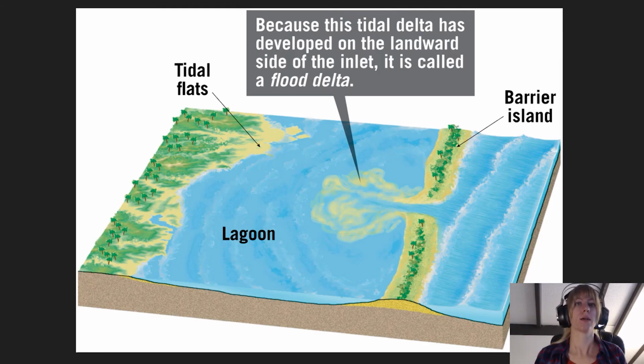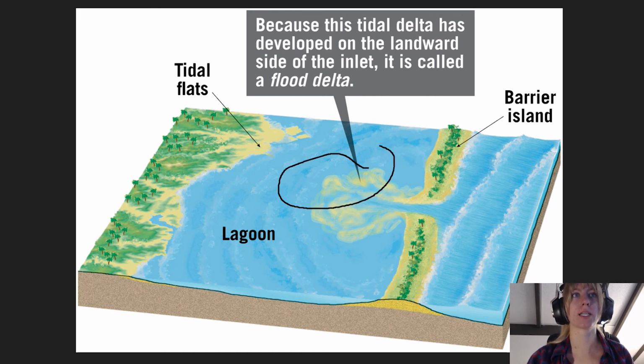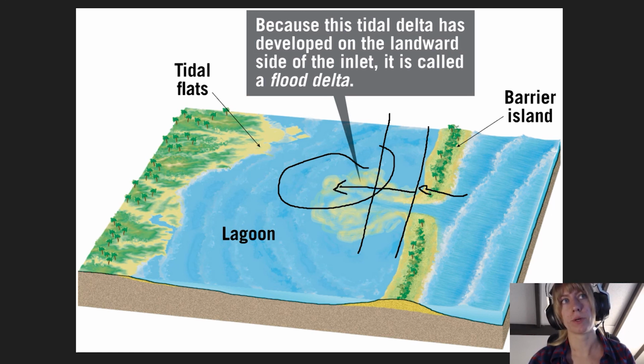Tidal deltas is when water breaches a barrier island landward. All right, and so this is our tidal delta. So basically what happens is you have this barrier island and we have waves coming in, and eventually it will break through the barrier island itself. And it will actually drag the sediments out with it, forming this sort of delta.